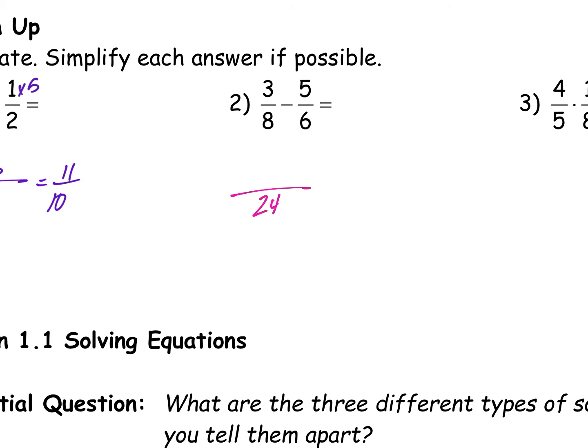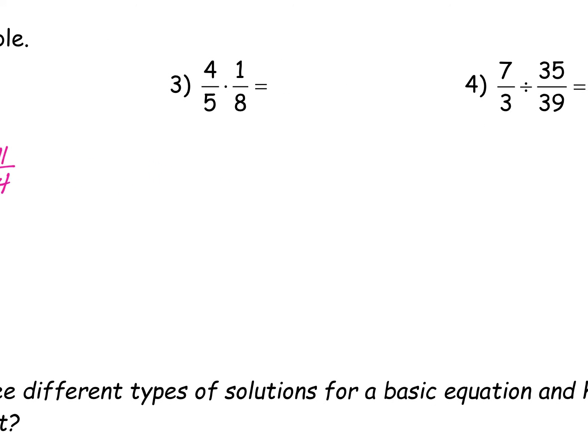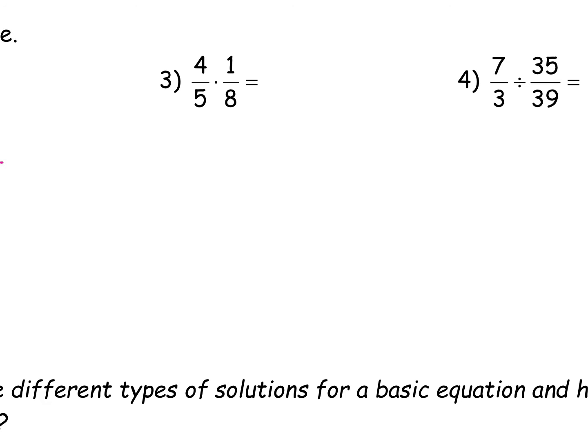So what do I multiply 8 by? And what do I multiply 6 by? And then I get 9 minus 20, which gives me negative 11/24. It's just like adding, only I'm going to subtract the top instead of adding. That's it. Okay, and how do I multiply fractions? Multiply across. So I'm going to multiply this way and this way. So I get 4 over 40, which simplifies to 1/10.